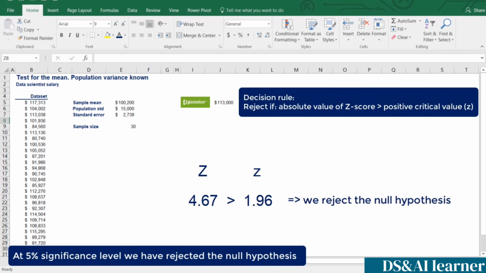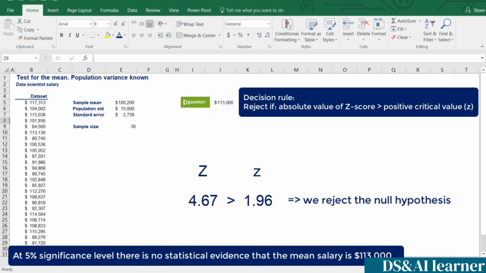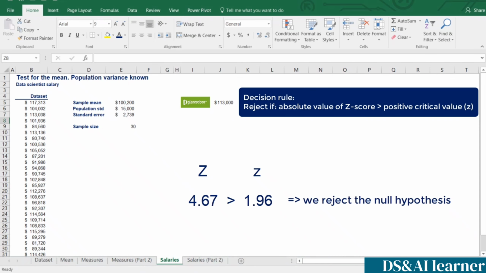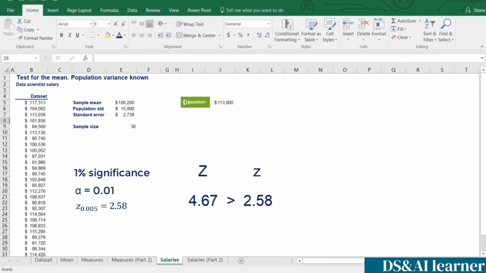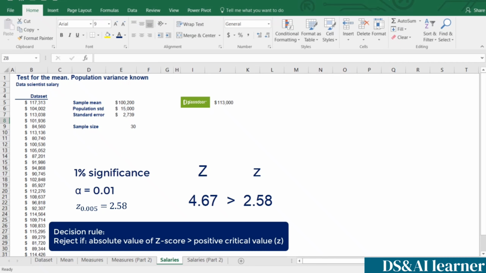Or at 5% significance, there is no statistical evidence that the mean salary is $113,000. There are many other ways to express this, and you will probably hear more about this later on in the course. What if we had a different significance level? Using 1% significance, we have an alpha of 0.01. So z of alpha divided by 2 is 2.58. Once again, our z-score of 4.67 is higher than 2.58. So we would reject the null hypothesis even at the 1% significance.